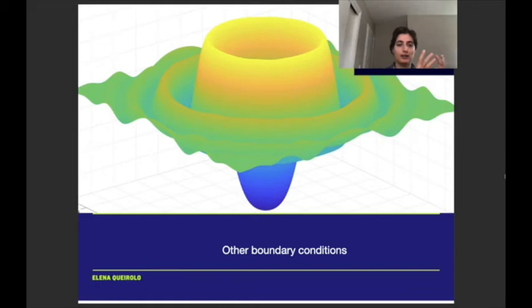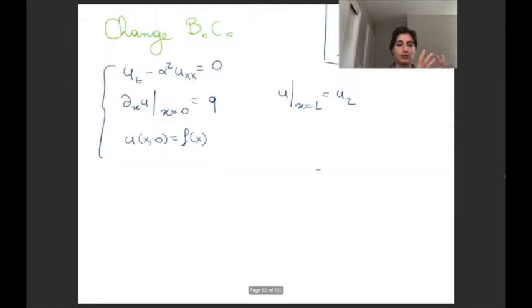What about other boundary conditions? So we have worked up to now with Dirichlet boundary conditions. What about spicing things up and changing things around? Let's look at Neumann boundary conditions. So on one side, instead of imposing the value of u, I'm imposing the value ∂xu at 0, and I want that to be equal to q. All the rest is the same.